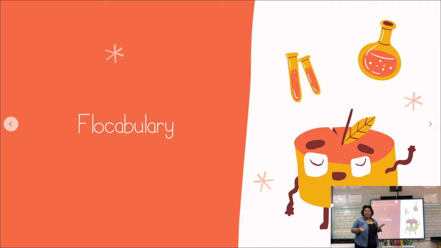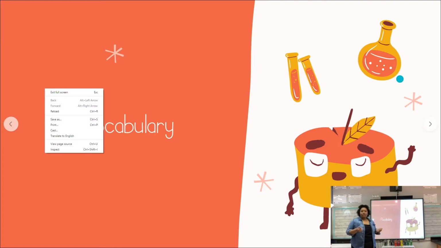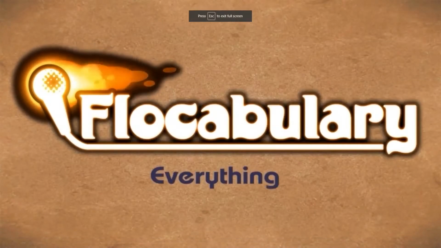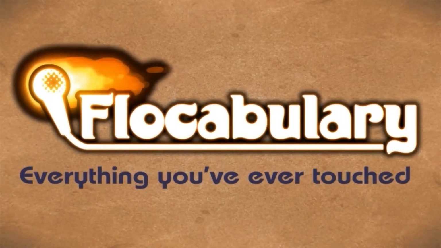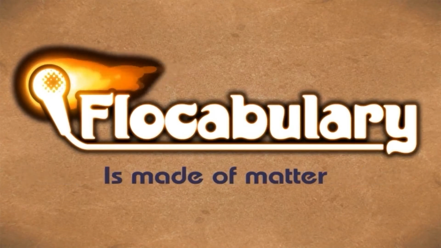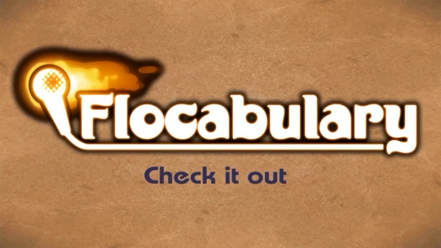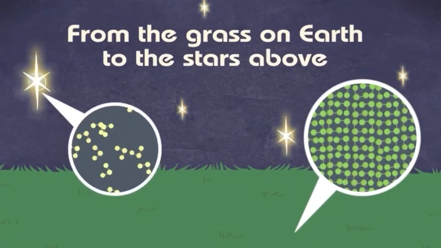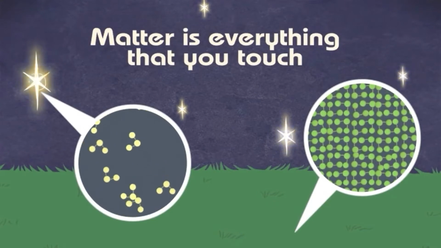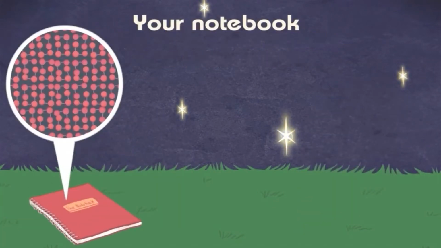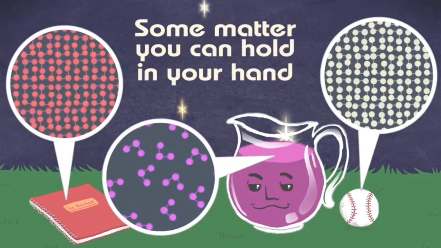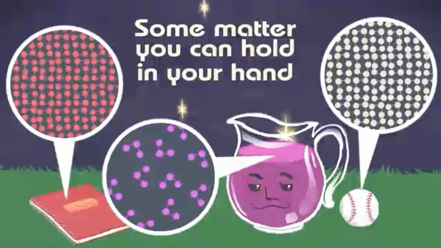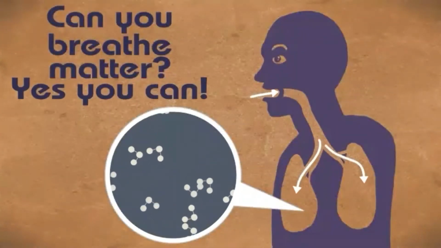Now, I always like to start with a nice vocabulary lesson. It's fun. It gets my students excited. So let's get started. Everything you've ever seen, everything you've ever touched is made of matter. Check it out. Matter is what everything is made of, from the grass on earth to the stars above. Matter is everything that you touch, your notebook, your baseball, even fruit punch. Some matter you can hold in your hand. Can you breathe matter? Yes, you can!